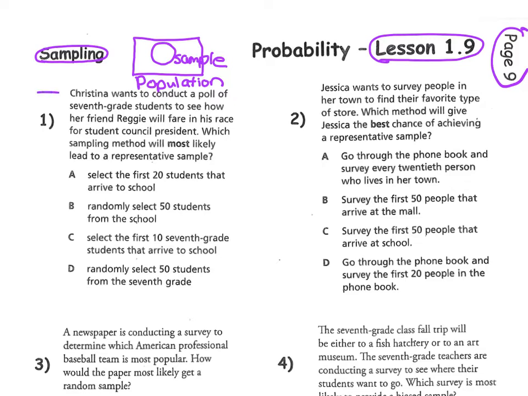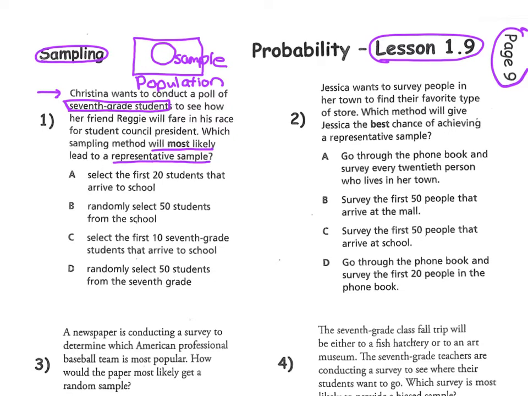Let's look at number 1. Christina wants to conduct a poll of 7th grade students. That's her population. To see how her friend Reggie will fare in his race for student council president. Which sampling method will most likely lead to a representative sample or a random sample?